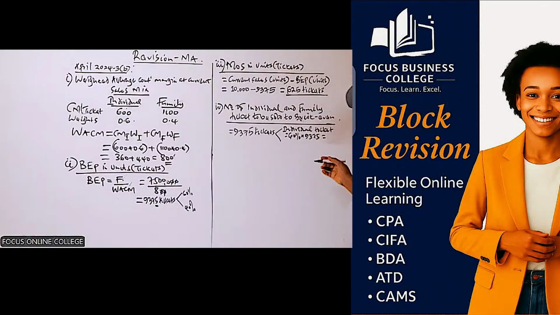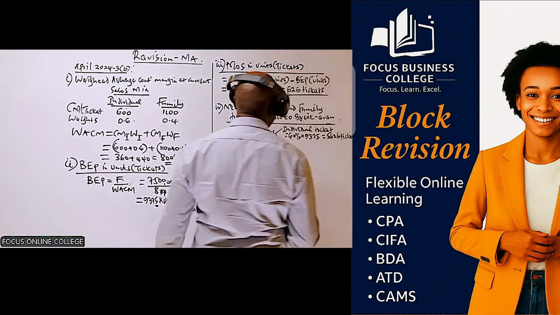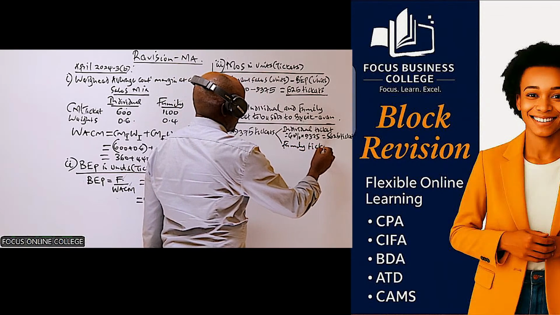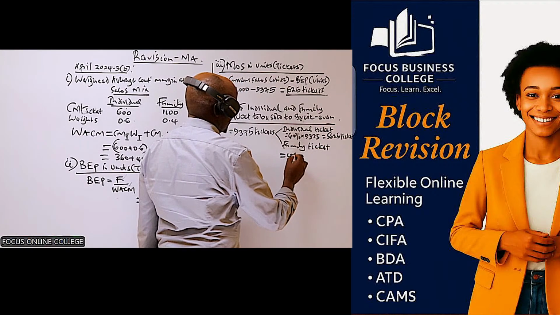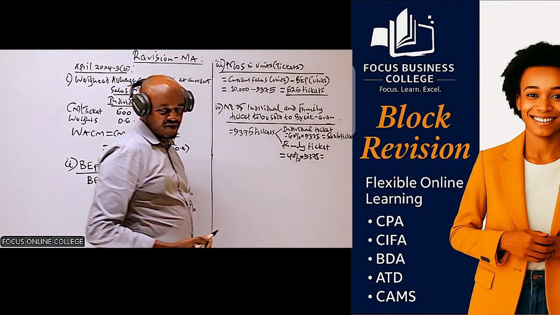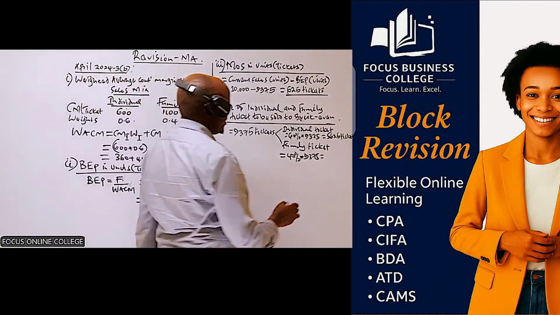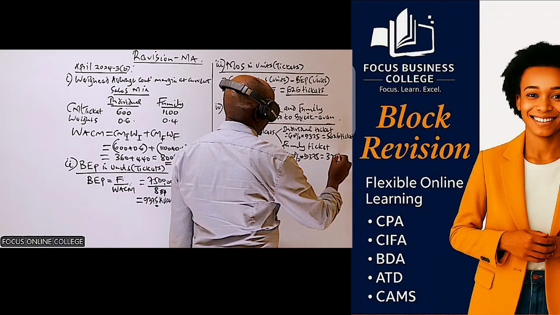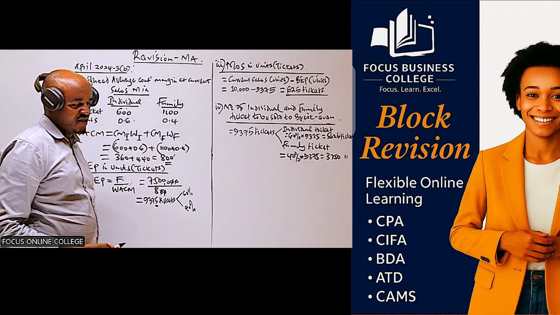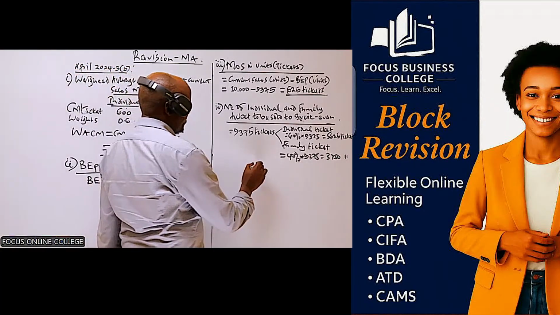Yes, so this one would be 5625 tickets. What about the family tickets? For the family, we take the weight, which is 40% times 9375. And this will give us 750 tickets. So equally, there is still another approach we can use.